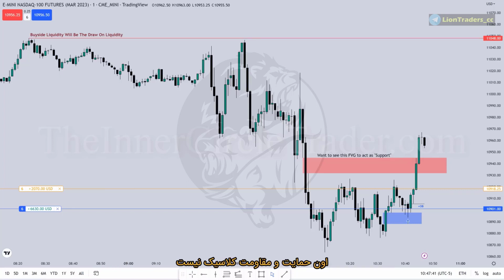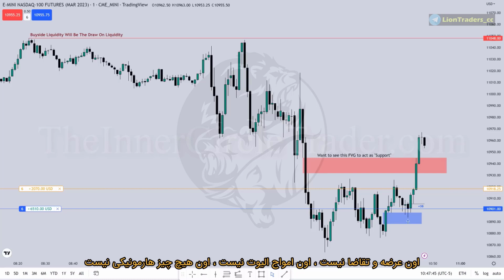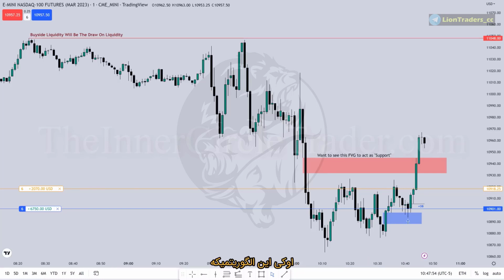That's not classic support and resistance. That's not supply and demand. That's not Elliott wave. That's not harmonic. Okay, it's algorithmic. And I understand that some of you feel that this is complicated.